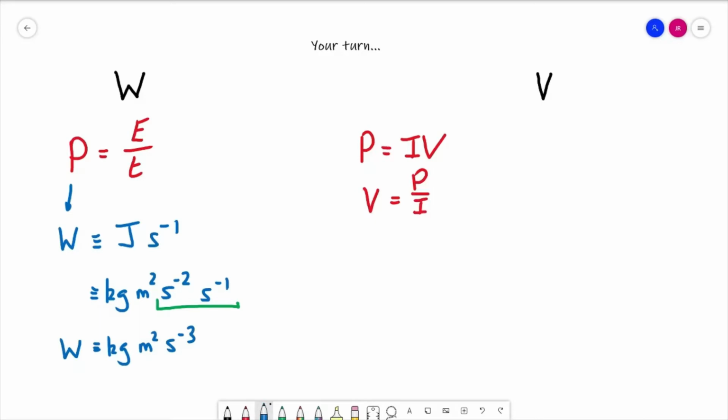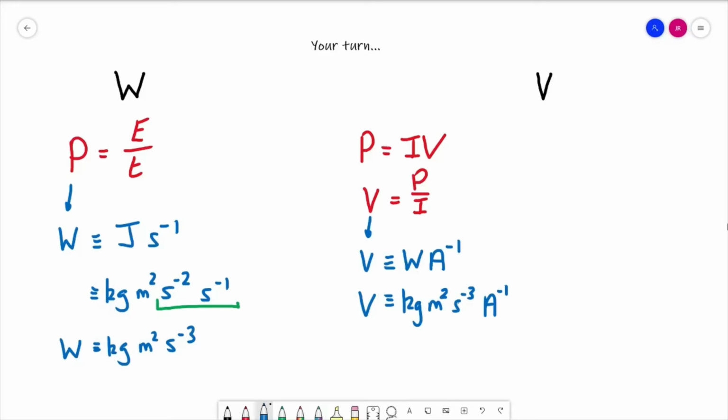Now we can start to look at the units. Well, the volt is equivalent to watts on the top divided by, well, the unit of current is amps, so it becomes watts per amp. We've just looked at the equivalent of the watt, so we can plug that in, kilogram metres squared per second cubed, and then we have per amp as well. So the equivalent of the volt is kilogram metres squared per second cubed per amp.